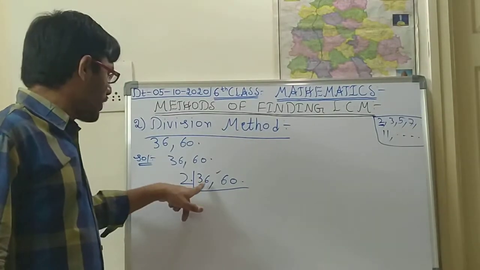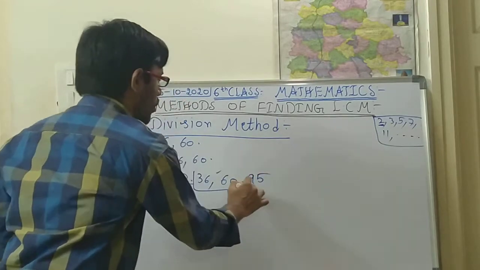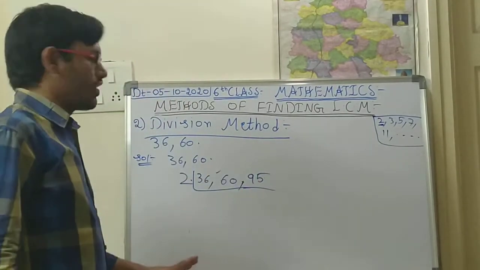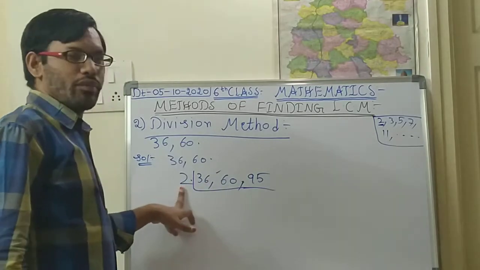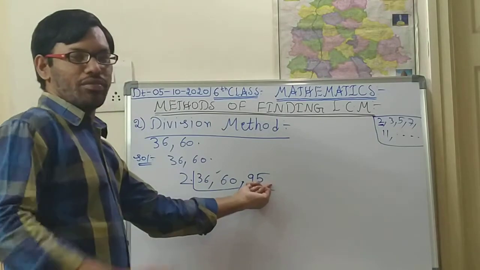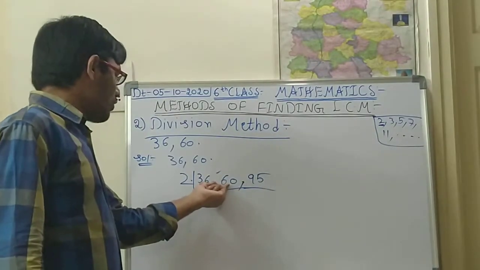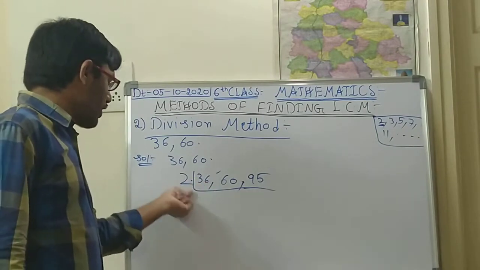Suppose here we have 36, 60 and 95. Here 36 is divisible by 2, 60 is also divisible by 2. So two numbers are divisible by 2, but the third number is not divisible by 2. So at least two numbers should be divisible by this number. Then only you should take it here.